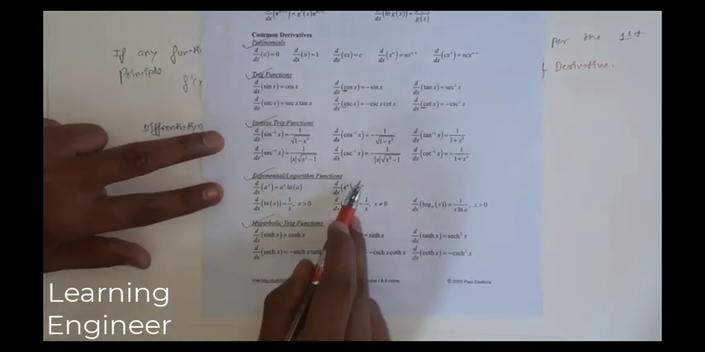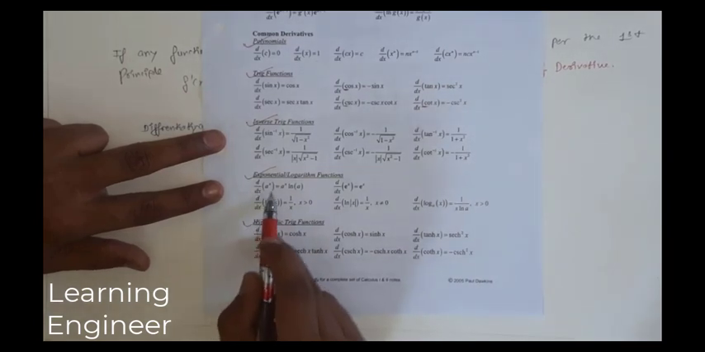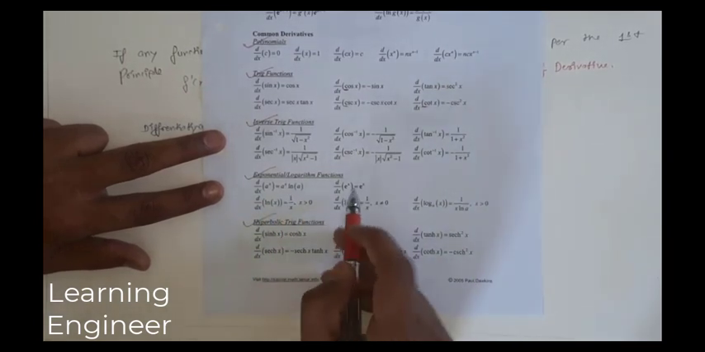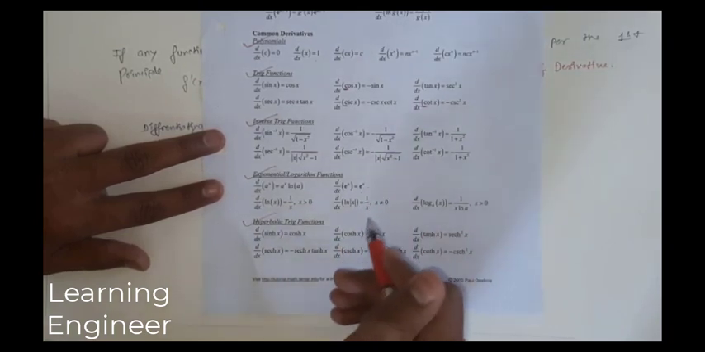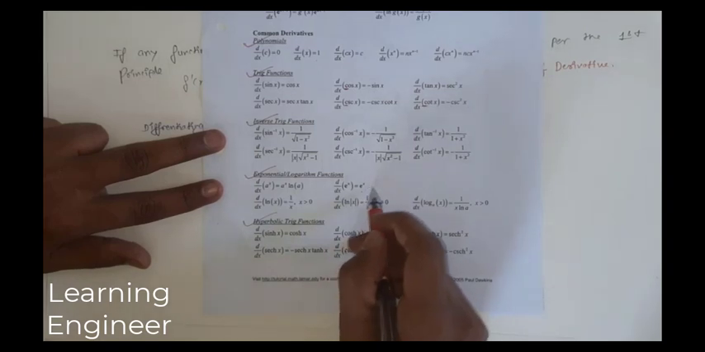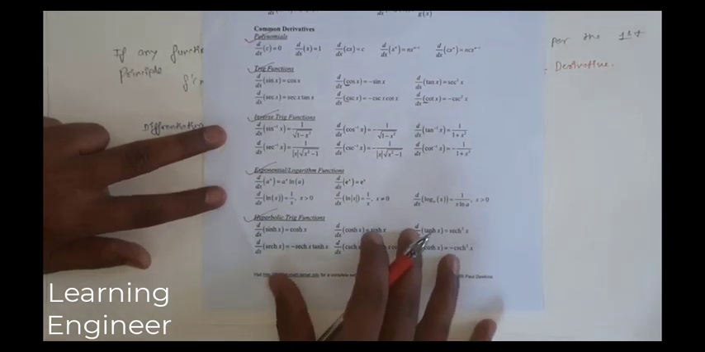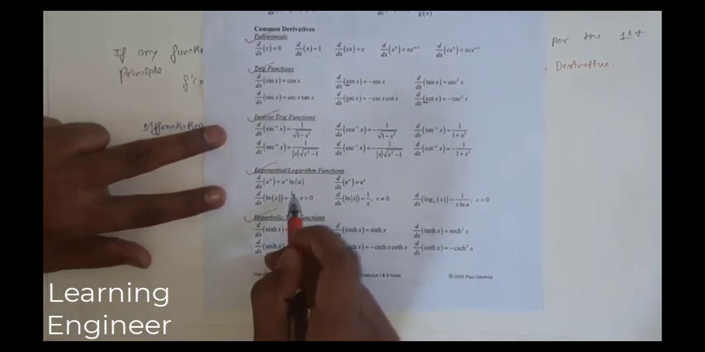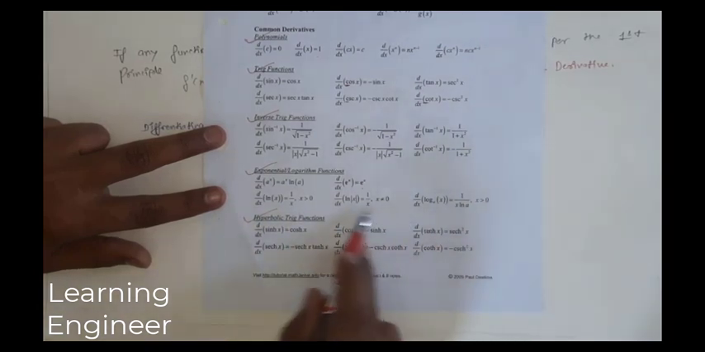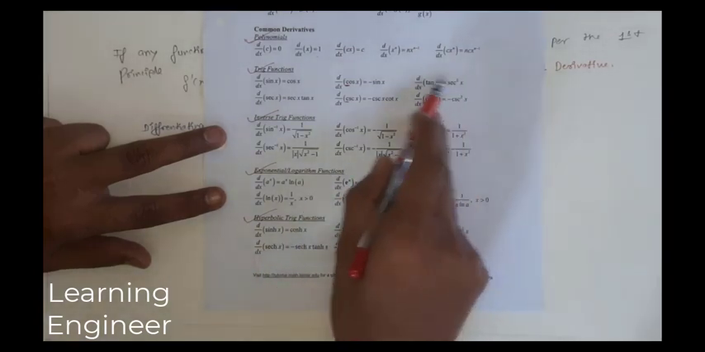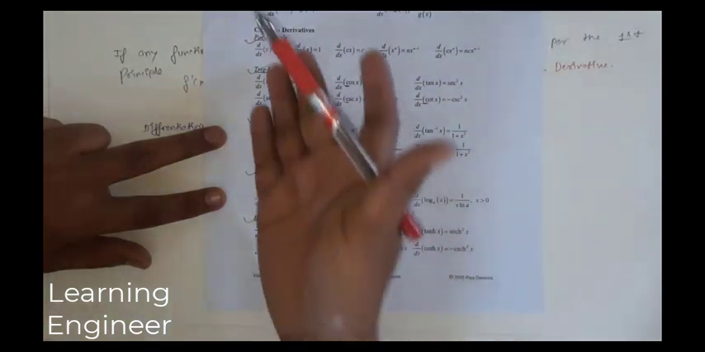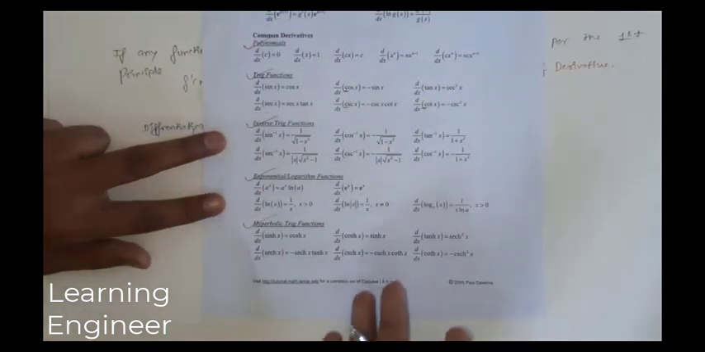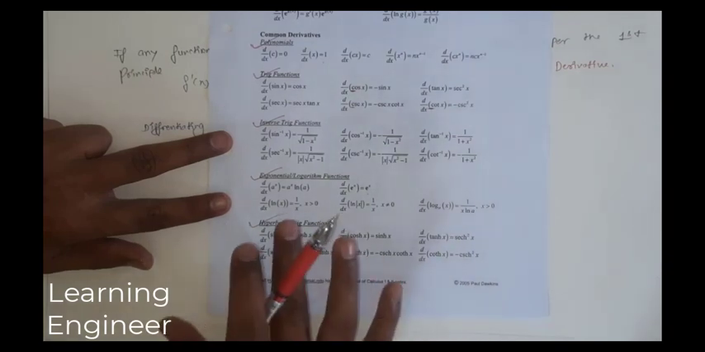Then exponential and logarithmic functions. The derivative of a raised to x is a raised to x into log a. The derivative of e raised to x is e raised to x into log e, which is 1, as we have studied in logarithms. So log e is equal to 1. The derivative of log x is equal to 1 by x. Then hyperbolic functions are there. We can remember these formulas by comparing them with trigonometric functions. So these are the standard formulas of polynomial, trigonometric, inverse trigonometric, exponential, logarithm, then hyperbolic.